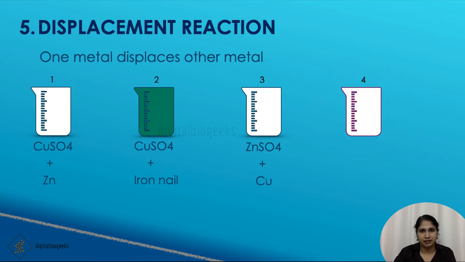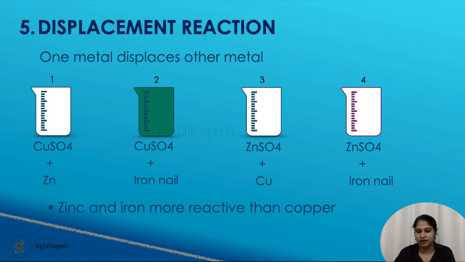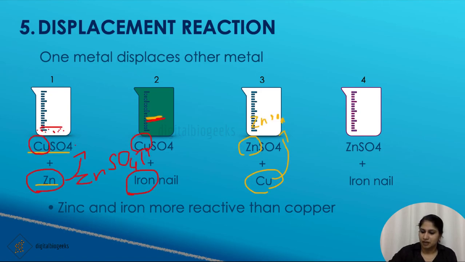Similarly, take another beaker and pour some zinc sulfate into it. Then add an iron nail to that. Nothing will happen, as iron is less reactive than zinc. Iron cannot displace zinc from zinc sulfate. Now, zinc and iron are more reactive than copper. This is the displacement reaction.